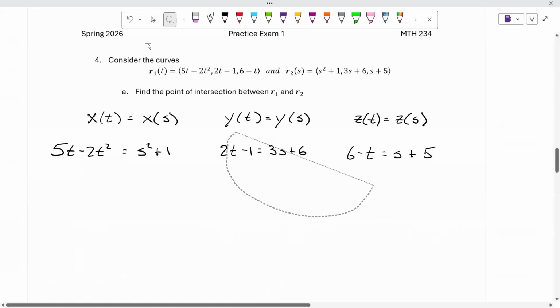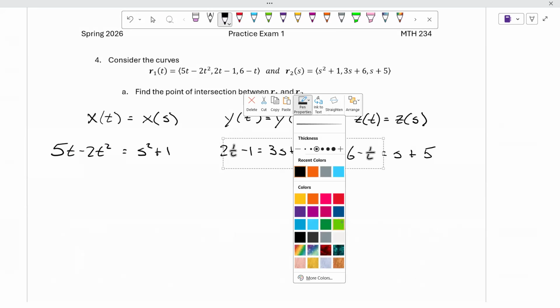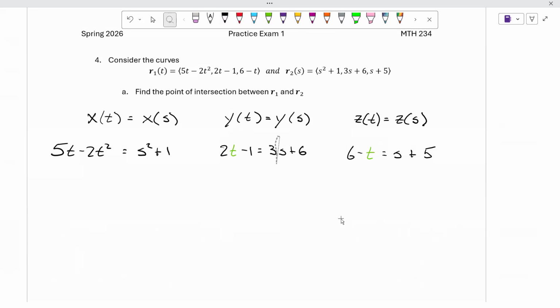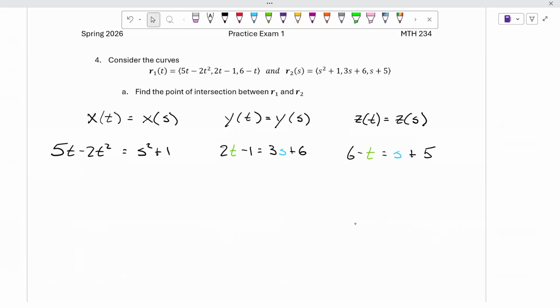All I want to do is just highlight those 2 things and turn them green. And then highlight these 2 things and turn them blue. So I'm going to work with these 2 equations because they look the easiest, right? 2 linear equations seem pretty simple. So I'm going to start by solving these 2 to figure out s and t.